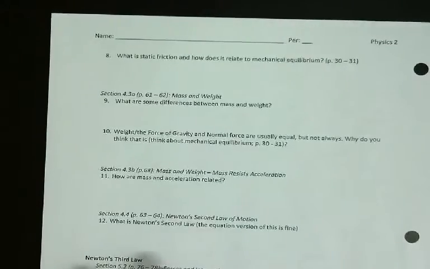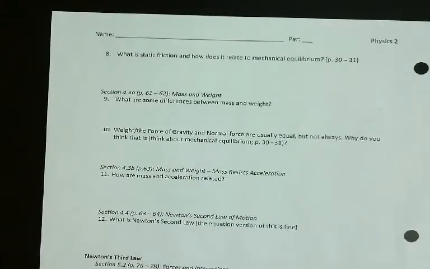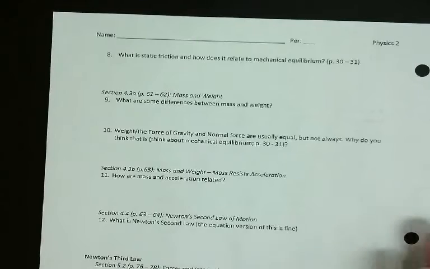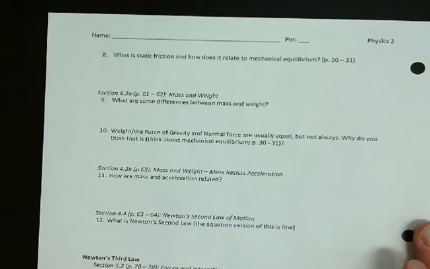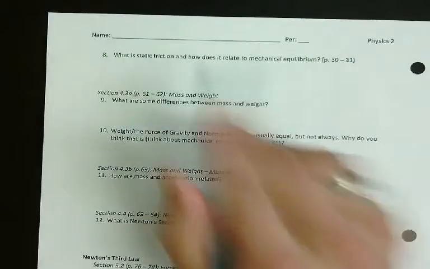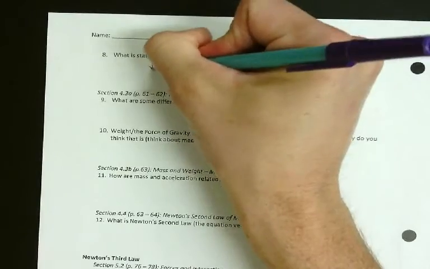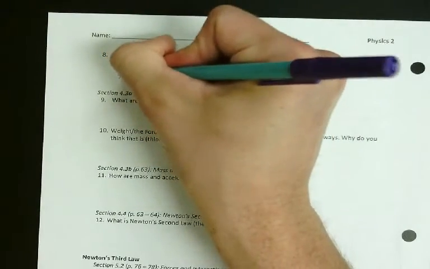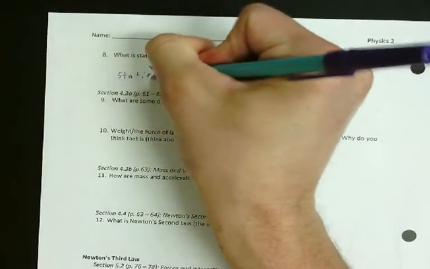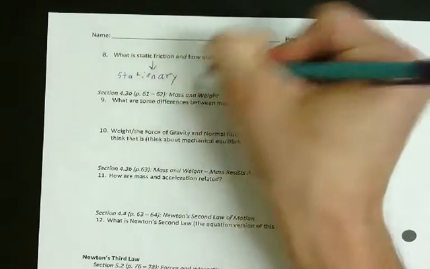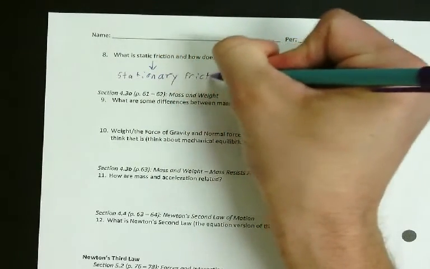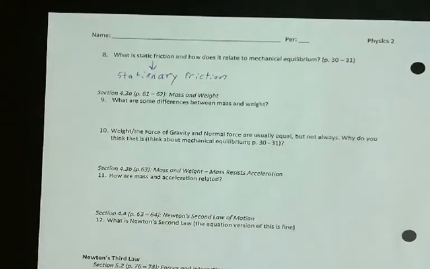Number 8. Let's see. Martin, is that what you had? Do you have 8? Yeah, I did. Okay, what you got for 8? What's static friction? What's that have to do with equilibrium? I said it takes more force to get an object moving than it does to keep it moving. Yeah. So static friction is stationary friction. It's the friction that keeps you from moving. So friction that keeps objects from moving forward.